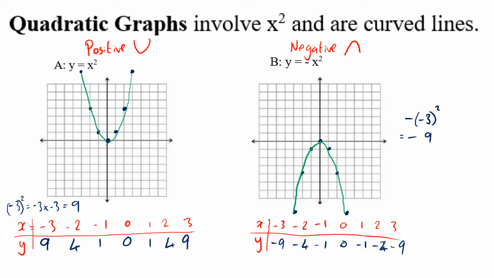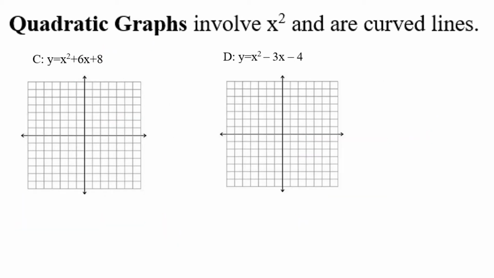Okay, so let's increase the difficulty a little bit here. So here we've got y equals x squared plus 6x plus 8. I'm not going to write out all of these calculations because it's going to take a little bit of time. For this one, by the way, we're going to go from -5 through to 0 for reasons that will become clear once we start drawing it.